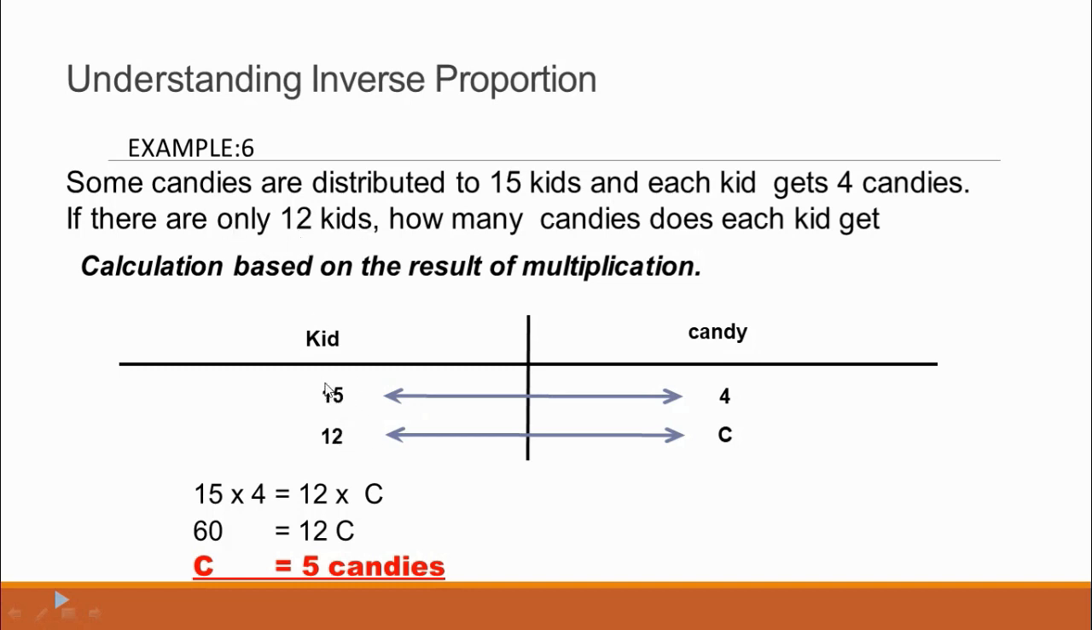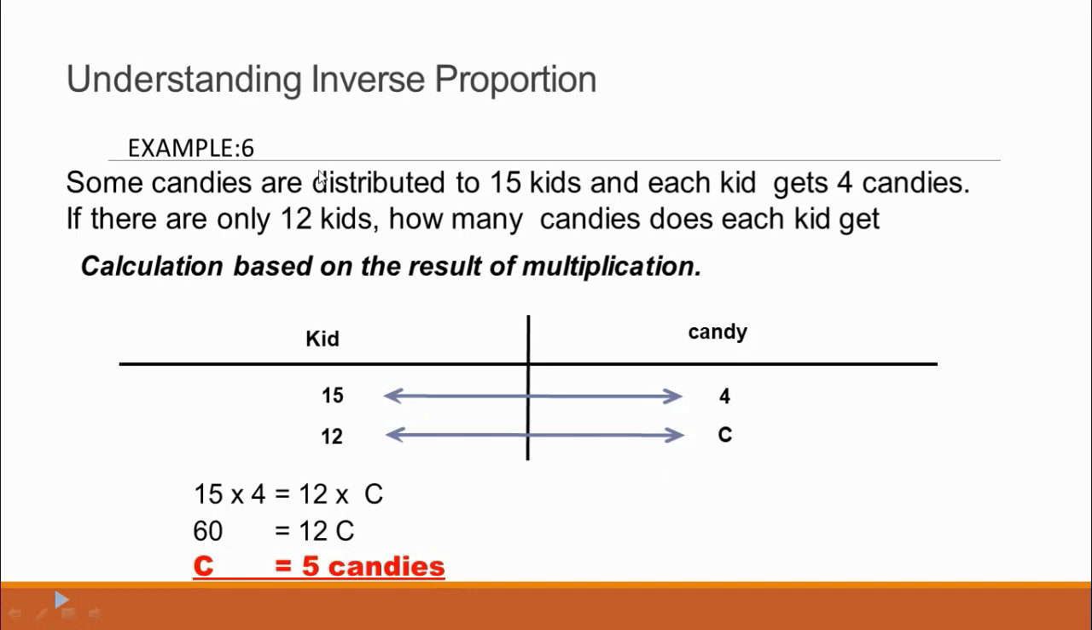So write 15 and 12 in the first column. In the first column write the first quantity. Now in the second column the second quantity is 4 candies, and the other candies is unknown. So write the candy 4 and unknown. Suppose the unknown candy represents C.